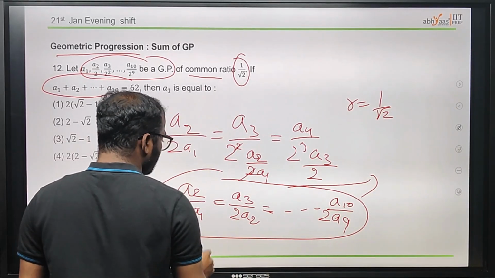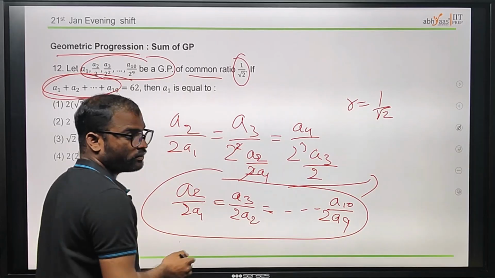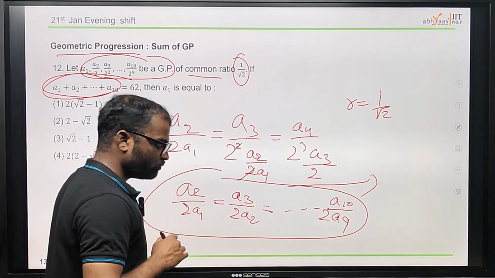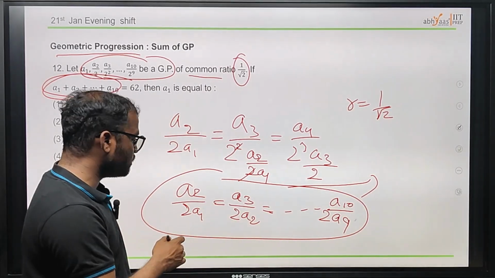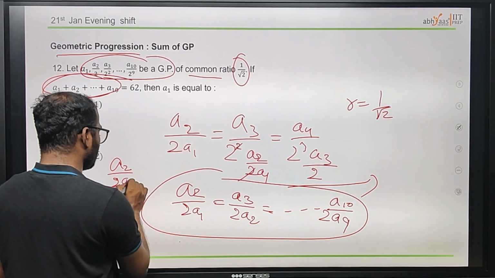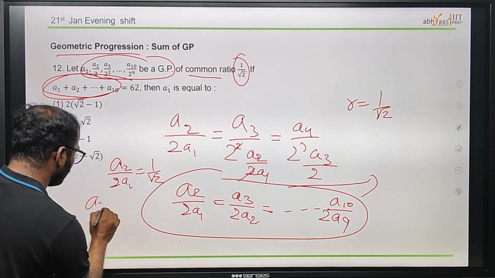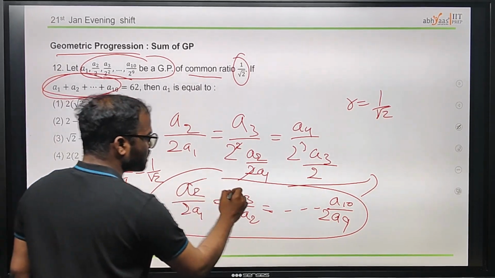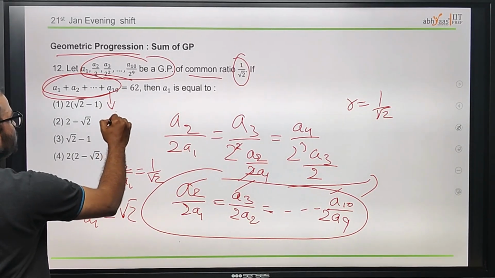Now we can see easily that A1, A2 are also in GP as well. Therefore with the common ratio 1 by root 2, as 1 by root 2 is a common ratio for this one. If we do the common ratio for this one, 2A1 is equal to 1 by root 2, that will be our A2 by A1, common ratio will be root 2. Similarly for this as well, this as well, and this as well. Therefore we can easily see that this is also in GP.